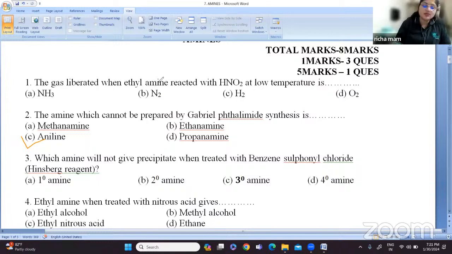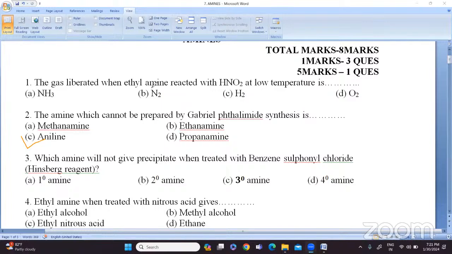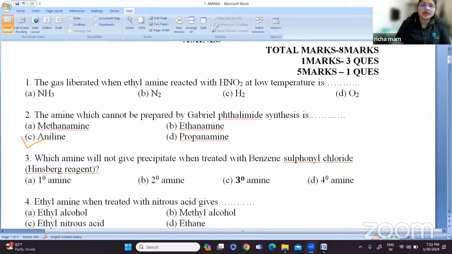What is the reason? When we are taking the halide, we need to take an aliphatic halide. If we are preparing the aromatic amine, we need to take an aromatic halide, right? Aromatic halides do not undergo nucleophilic substitution with the salt formed by the phthalimide. So the answer is aniline. This is the correct answer. Moving forward.